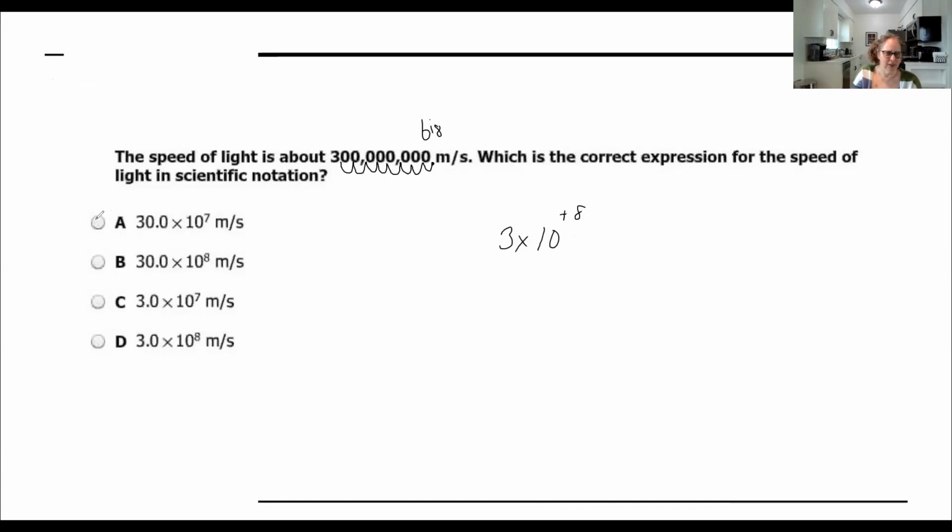Okay, so I have 30 times 10 to the 7th. That's not scientific notation. So it could be correct, but it's not scientific notation. Why? It has something in the 10 spot. 30 times 10 to the 8 is not the same as 3 times 10 to the 8. So the only ones with only a number in the ones and no number in the tens are C and D. And I see it's 8 hops. So this is my correct answer.